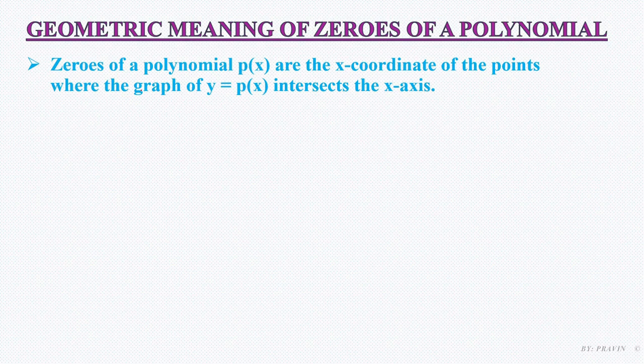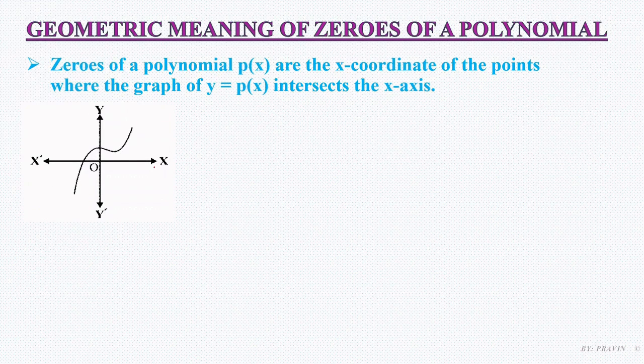In simple words, just plot the graph of the given polynomial p(x) and focus on the x-axis and try to find the point of intersection of the polynomial with the x-axis. That intersection point will be the zero of the polynomial. So let's try to solve some problems.